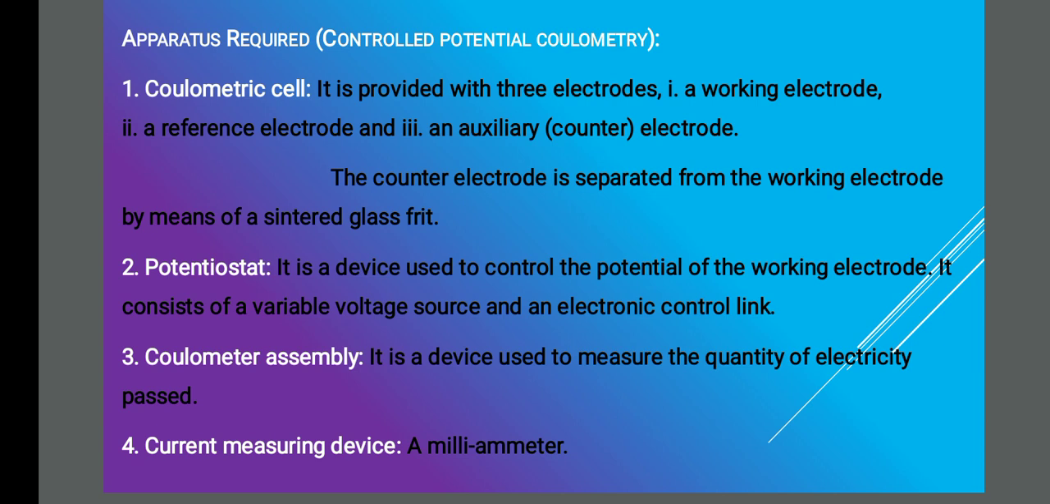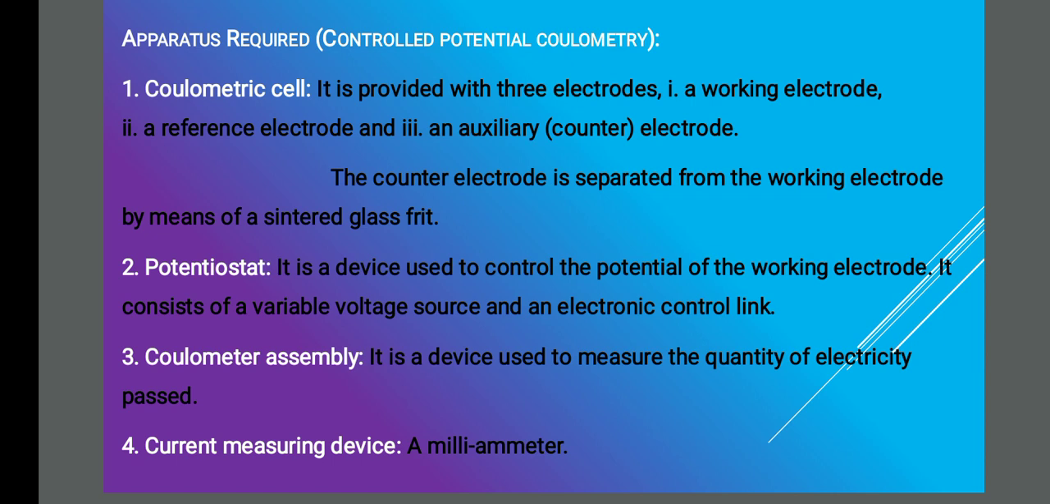It is provided with three electrodes: the working electrode, which is nothing but the cathode; the reference electrode, that is the standard calomel electrode; and the auxiliary electrode, otherwise called the counter electrode, which is nothing but our anode. I'll repeat. And the counter electrode is separated from the working electrode by means of a sintered glass frit. Is it okay?